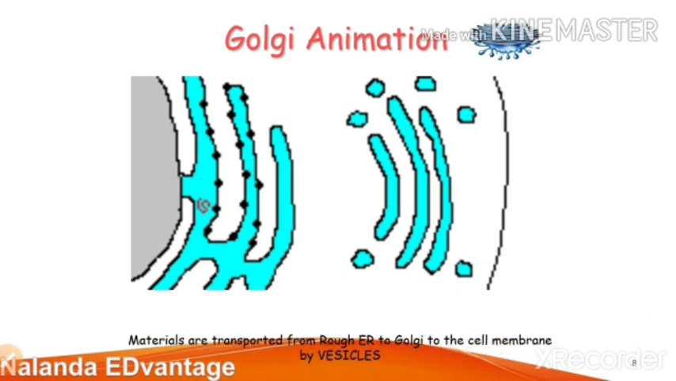Now let's see a good animation where materials are transported from your rough endoplasmic reticulum to Golgi to the cell membrane by vesicles. Over here we can see the transport, synthesis and modification of this entire vesicle out of the cell membrane. So this is how your Golgi apparatus works, from ER to the Golgi apparatus and delivered to the respective location where it is required.